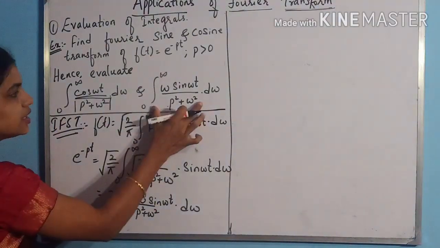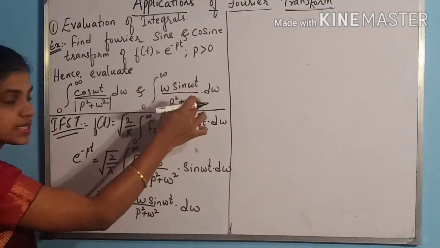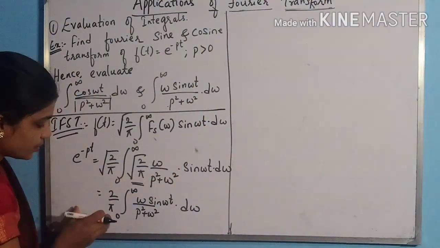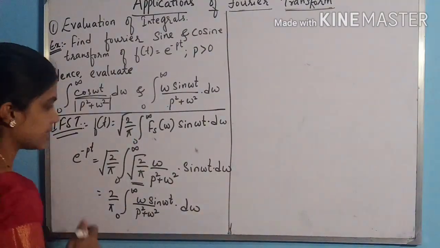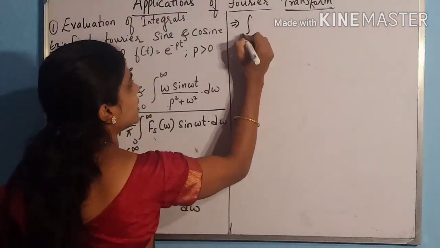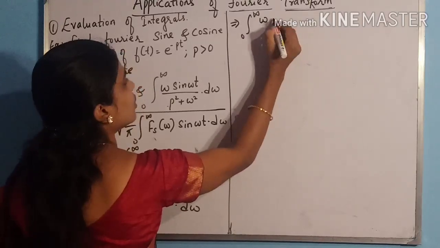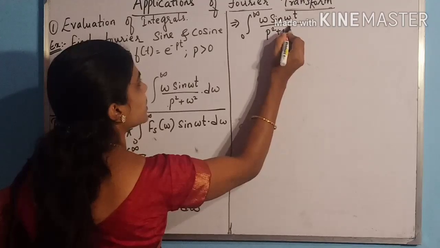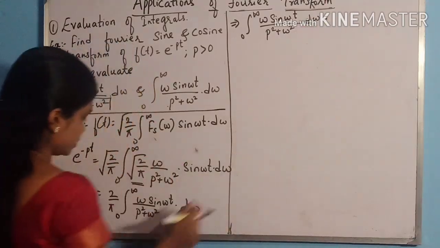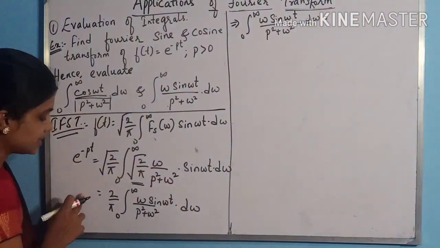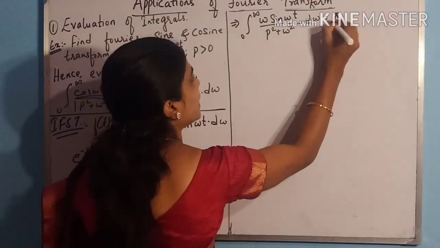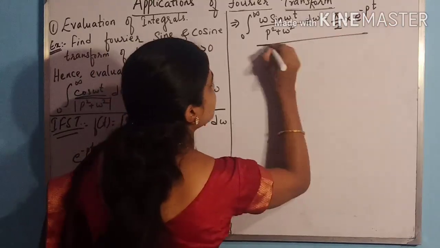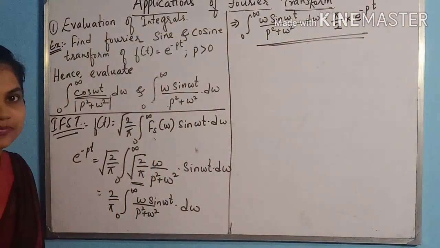But we want integration 0 to infinity omega sine omega t upon p square plus omega square. So we want only this value, so we will take 2 by pi to the other side. So we get integration 0 to infinity omega sine omega t upon p square plus omega square d omega is equal to, this comes on the other side, pi by 2 into e raised to minus pt. So this is our first solution, right?